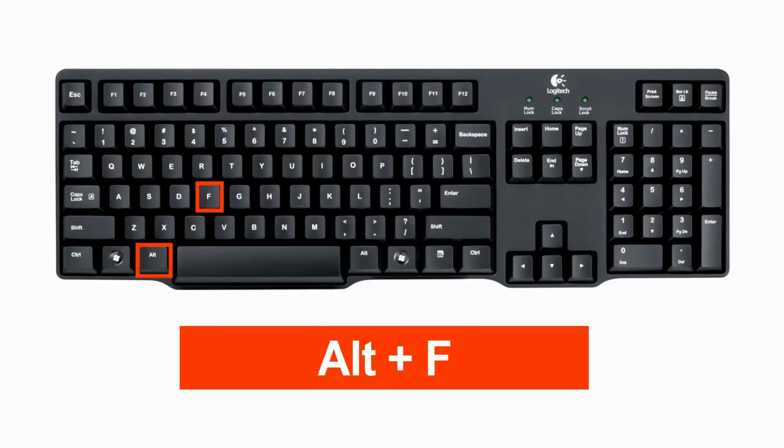The shortcut keys and descriptions are: Alt F, file menu options in current program; Alt E, edit options in current program; Alt Tab, switch between open programs; F1, view help information. F1 is used by almost every Windows program to display help. F2, rename a selected file. F5, refresh the current program window.